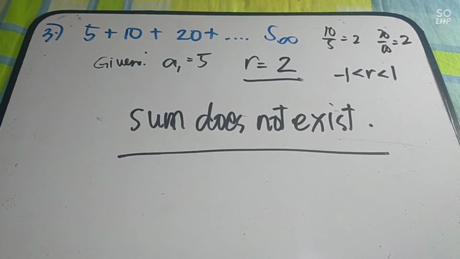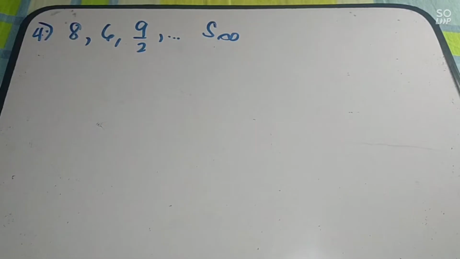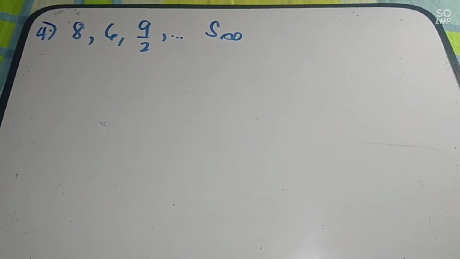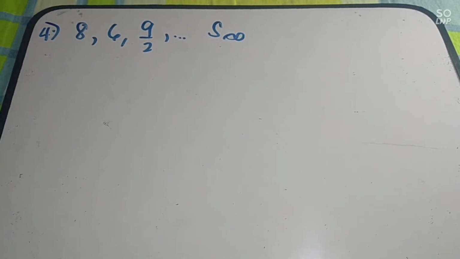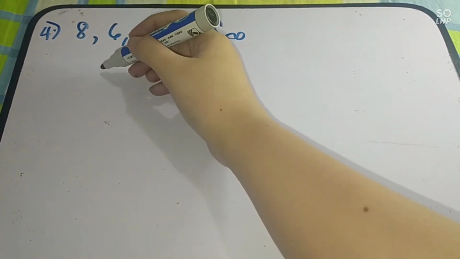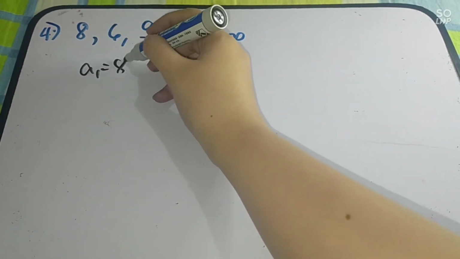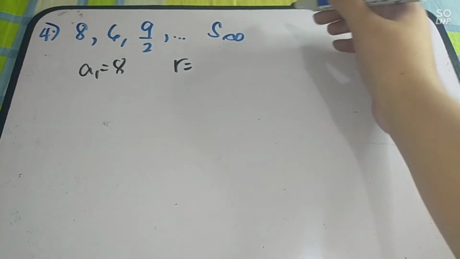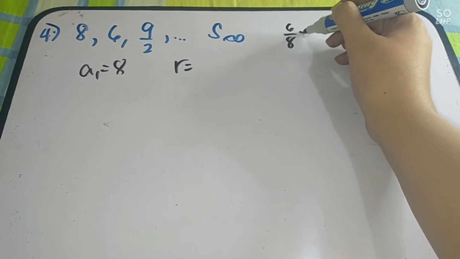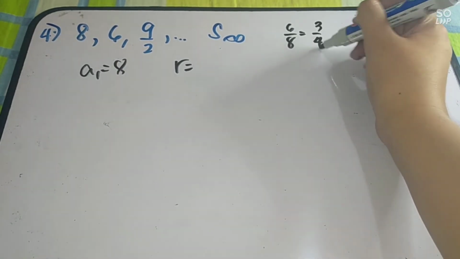Is it clear? So, let us have number 4. Number 4. 8, 6, 9 over 2, and so on. Let us find for the sum of the infinity. So, we have here a sub 1, we have here 8, and then your common ratio. Let us find. So, we have 6 over 8. The answer here is 3 over 4.